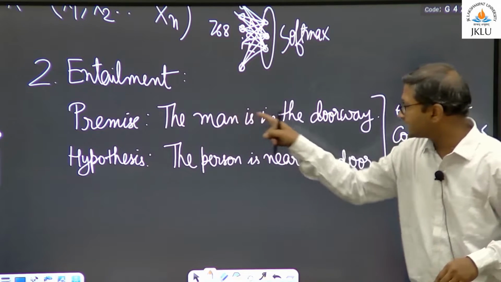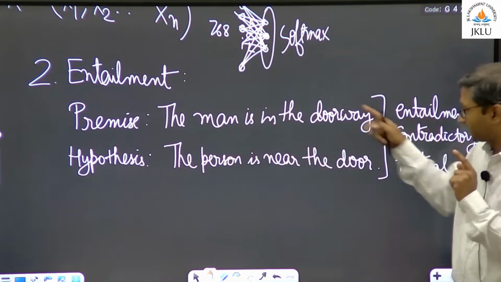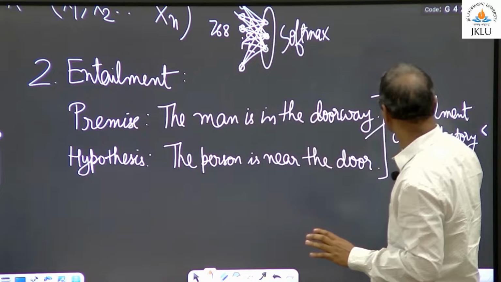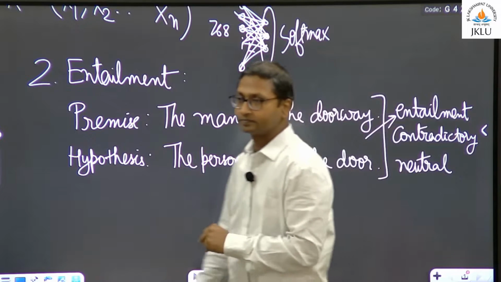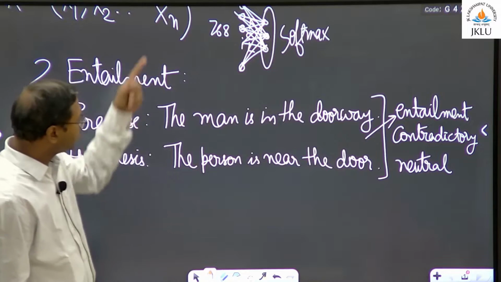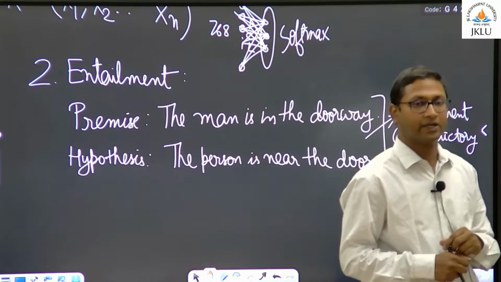So, the man is in the doorway, the person is near the door. There is an entailment here, right? So for this particular example, the class is this. How do we solve this problem using the network that we have pre-trained?